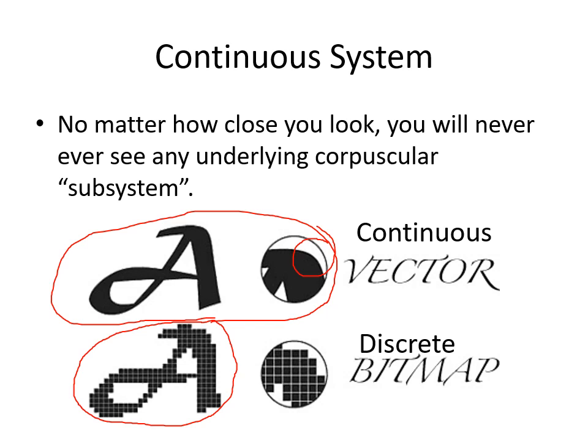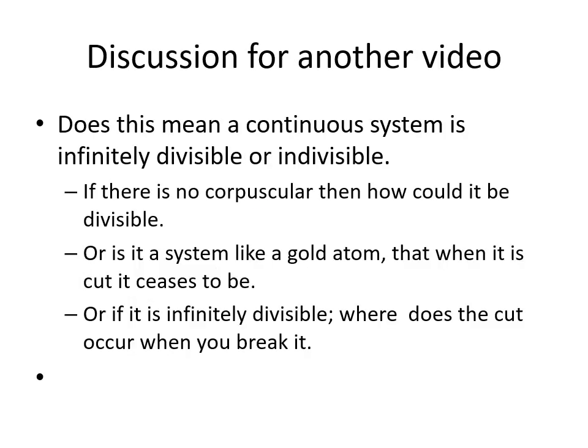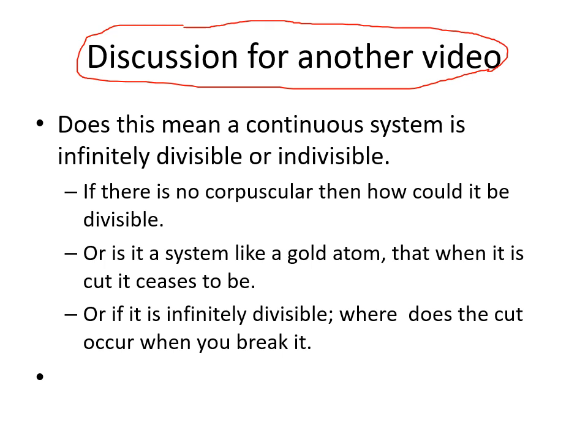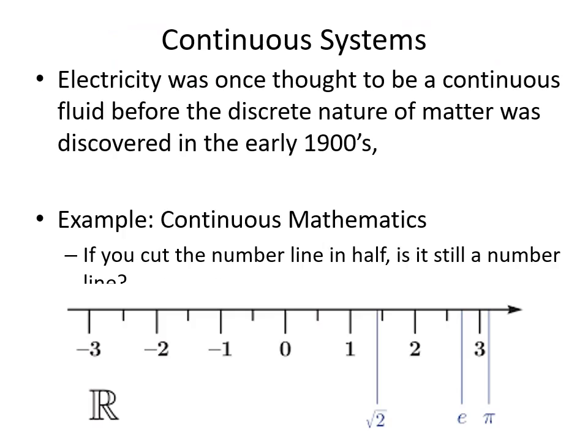It means it doesn't matter how much you blow it up, you will never, ever see an underlying corpuscular system. Now, in the vector system you will, because there is a limit to the vector system, but this is just a good analogy. So does this mean that a continuous system is infinitely divisible, or is it indivisible? This discussion is for another video and the slide shouldn't actually be here, because I ended up continuing this discussion in that video. So we're not going to continue this slide, we're just going to continue on.